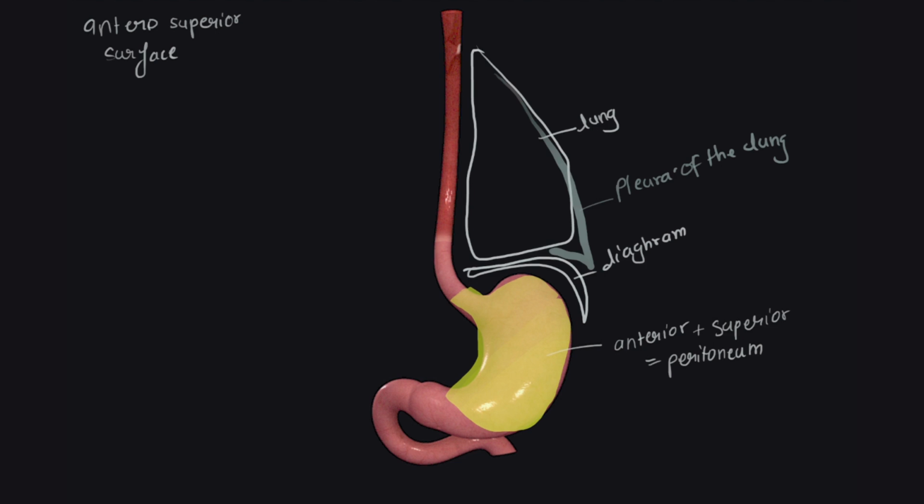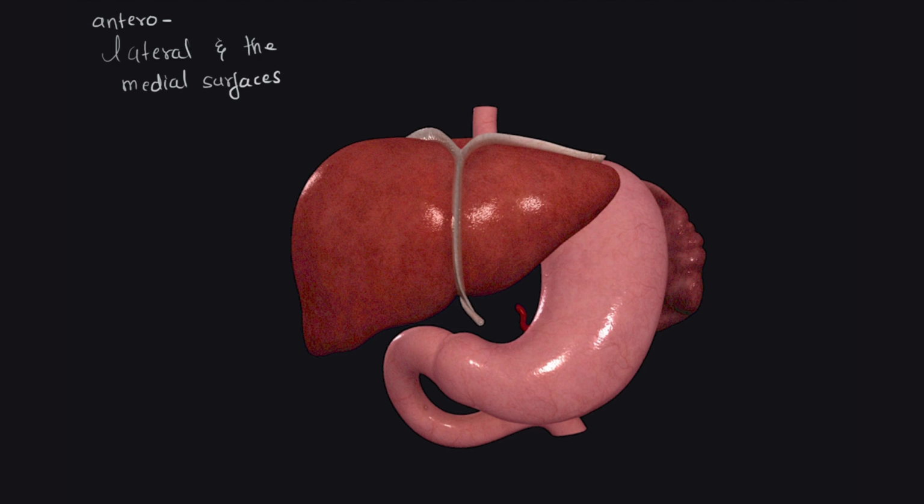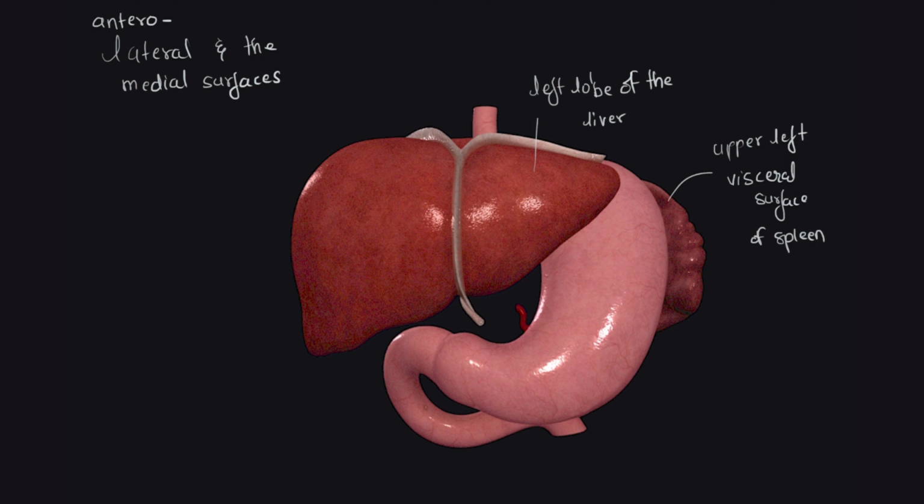The next thing that we can see is the lateral and the medial relation of the stomach. Laterally towards the left, we have the relation with the upper left visceral surface of the spleen. And then on the right side, we have a relation with the lobe of the liver. This area is especially important because you can see that there is a certain entity known as the gastrostomy tube. The insertion of a gastrostomy tube takes place here.